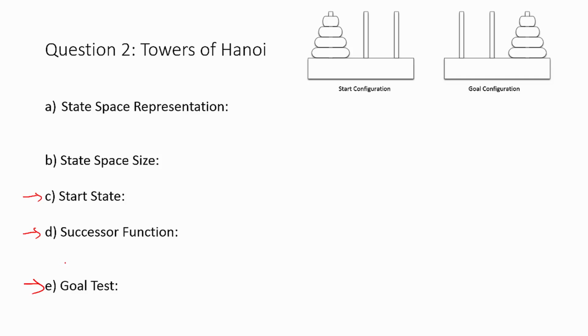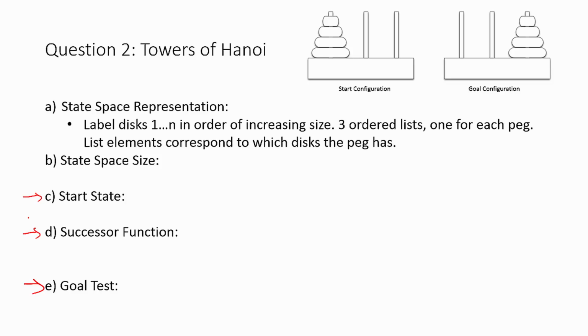And how will we be able to get that constraint that disks on top have to be smaller than the ones below it? Maybe we can try labeling the disks from 1 to n in increasing size, and then keeping track of sorted lists for each peg. Maybe that's one option. Let's actually try that. So our proposal is this. Let's label the disks from 1 to n in order of increasing size. We'll maintain 3 different ordered lists, one for each peg, and the elements inside the list correspond to which disk, so the disk index that we just labeled, that the peg has.